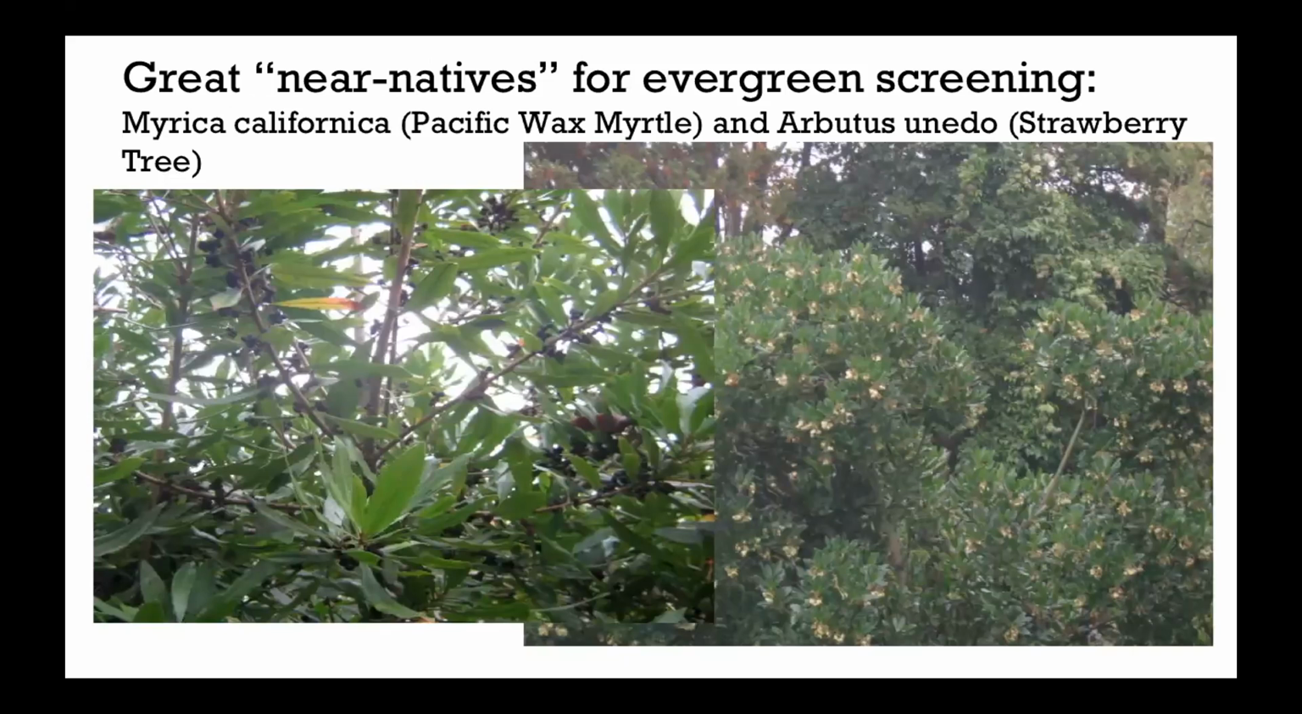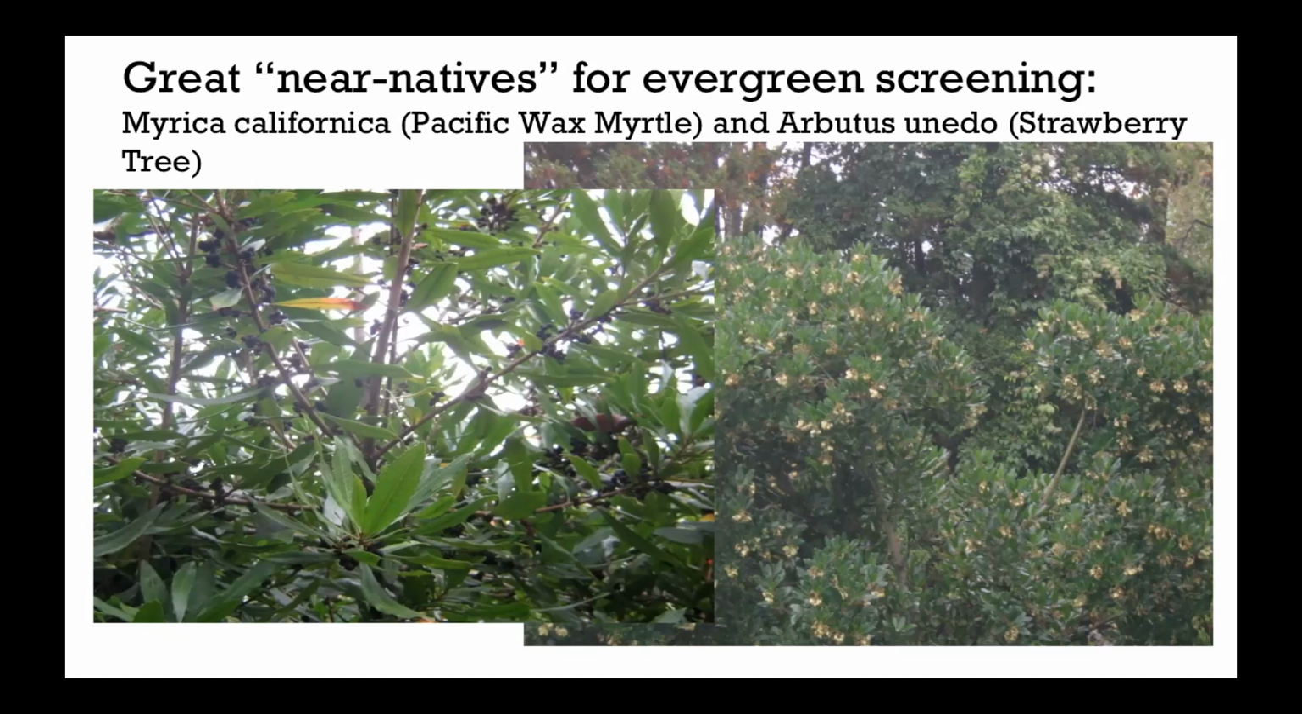And then a couple here that are near natives. They're not technically native to the Washington part of the Northwest, but the Pacific wax myrtle, or Morella californica, is native to the southern half of Oregon and northern California. Also very tolerant of salt spray, and a beautiful green screen, and grows really well in the Northwest and in the Puget Sound area. It's one of my favorites, and a great wildlife attracting plant.